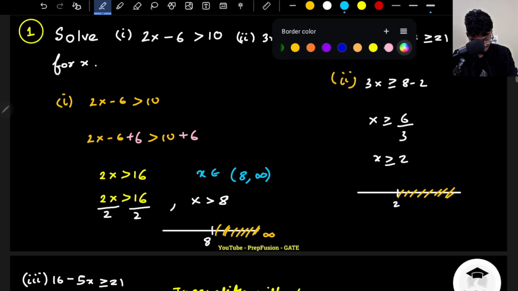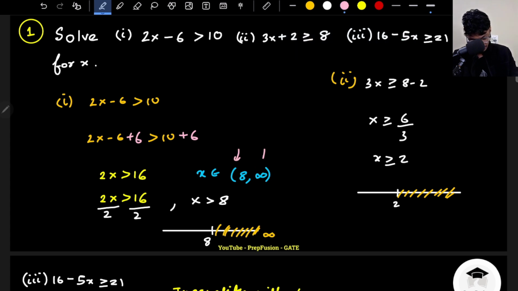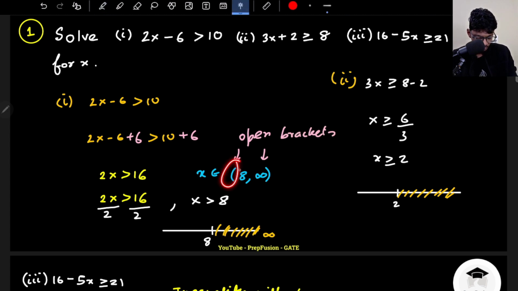Don't worry, I will explain this. We have a slide for this. I will explain about open brackets and close brackets. I know you have a bit of confusion. Okay, open brackets mean it does not include the value 8 and infinity.